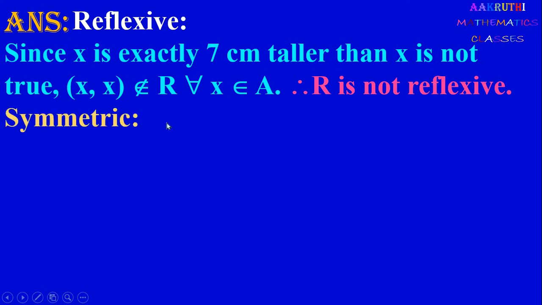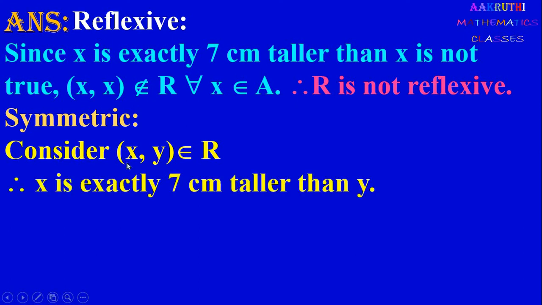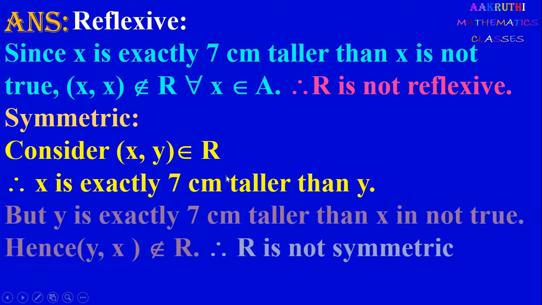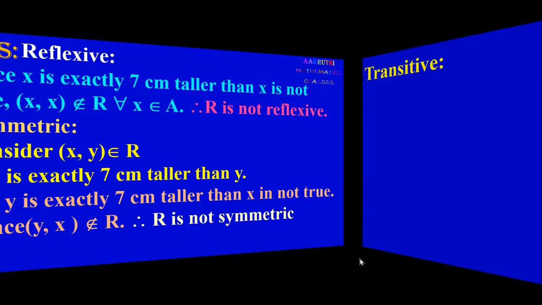Next we consider symmetric. Consider (x, y) belongs to R. So if (x, y) belongs to R, it implies x is exactly 7 cm taller than y. Then y is exactly 7 cm taller than x is not possible. Therefore (y, x) does not belong to R. Therefore R is not symmetric. If x is exactly 7 cm taller than y, then y being taller than x is not possible. So if (x, y) belongs to R, then (y, x) does not belong to R. So R is not symmetric.